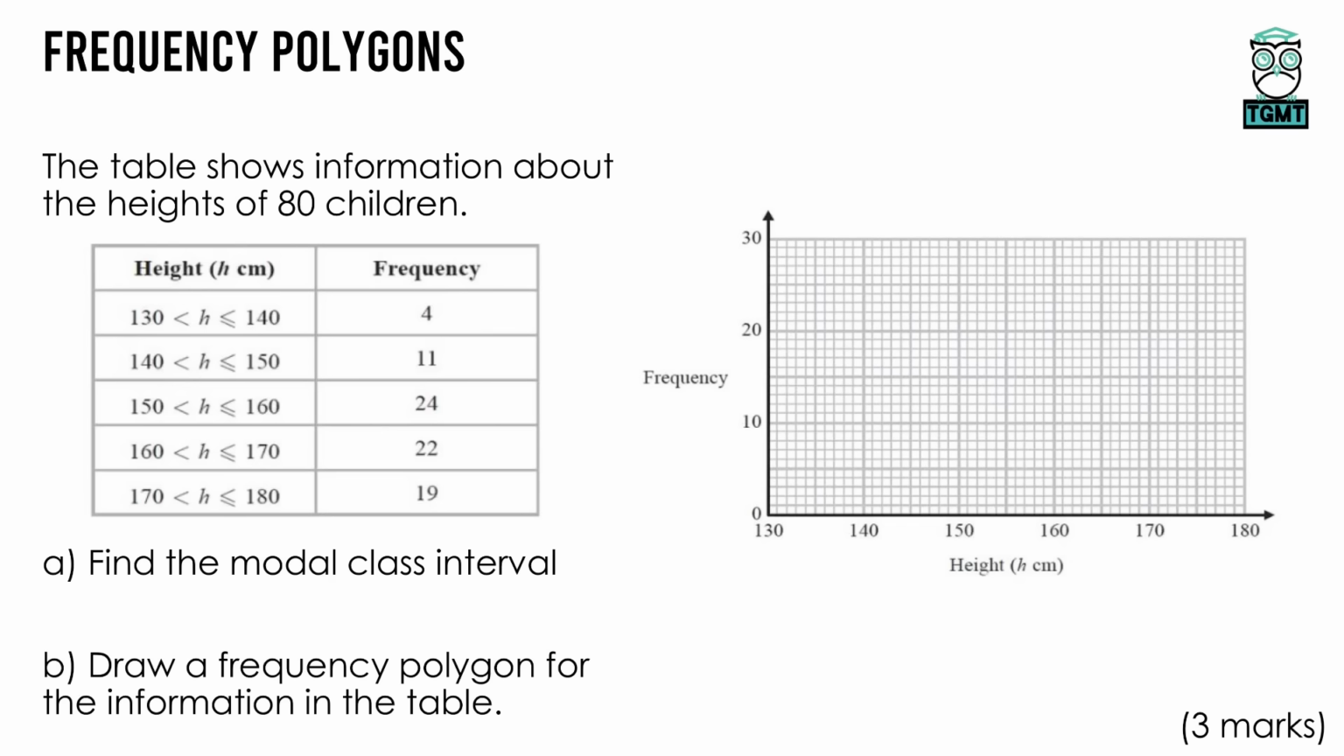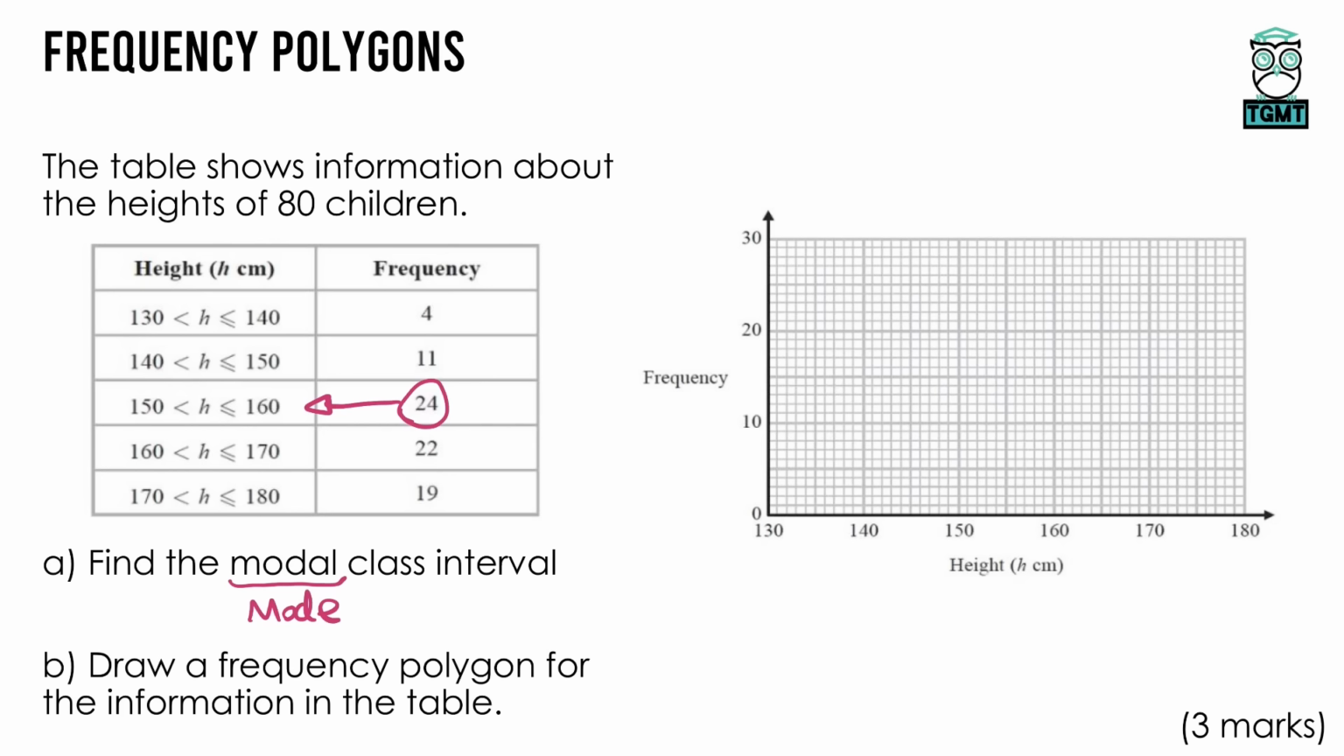Now a frequency polygon is a really nice graph to draw. Part A here though asks us to find the modal class interval. Now modal class is just another word that's used for the mode when we are looking at groups. So here on the left we have categories 130 to 140, 140 to 150, and all the rest going down. So for the mode we're looking at which is the most common group. You can see over here there's a frequency of 24 in one of those groups, and that refers to this particular group over here.